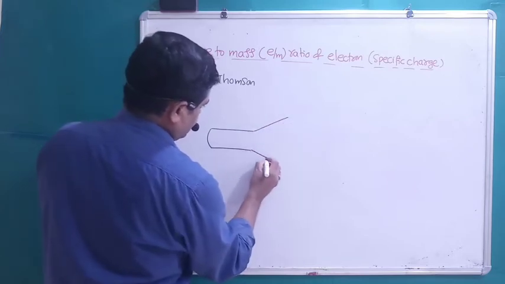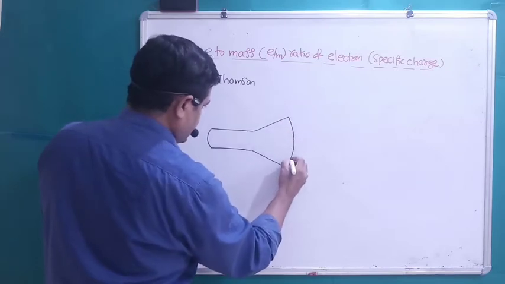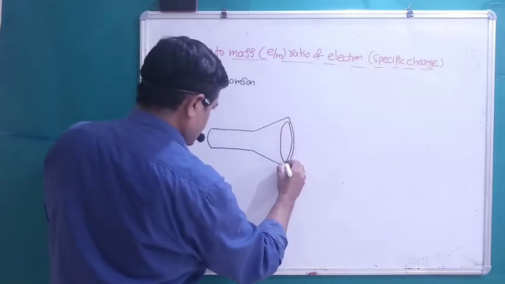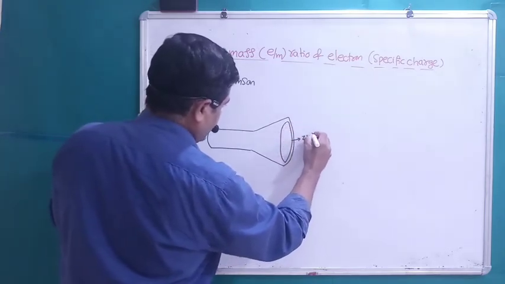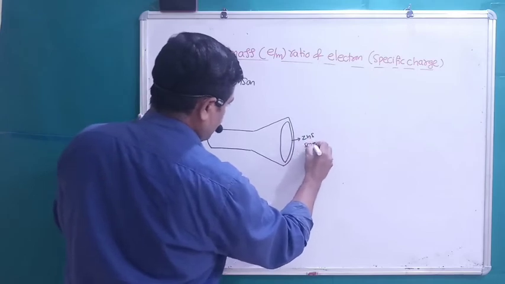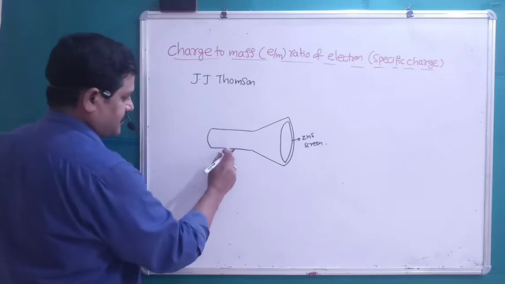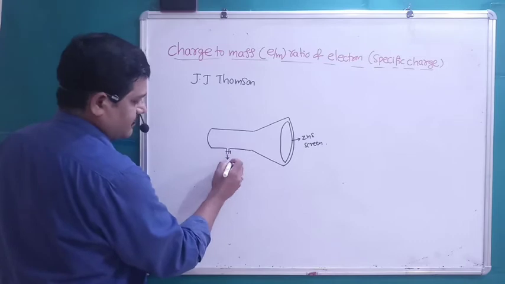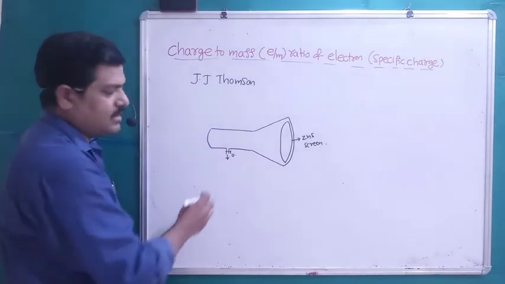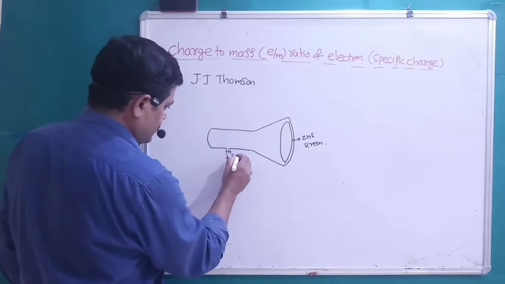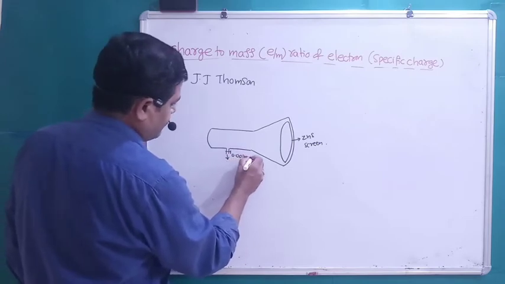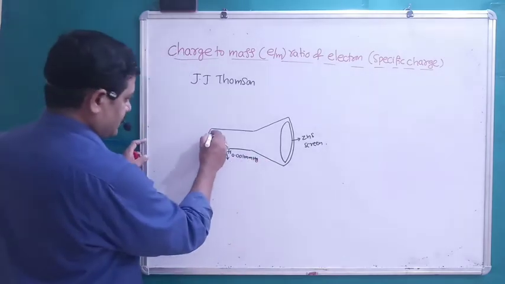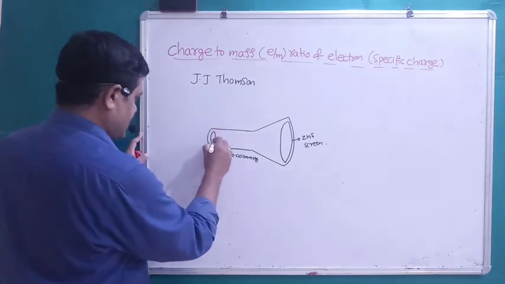One end is coated with the zinc sulfide screen, a fluorescent material. The tube is filled with some gas and connected with the vacuum pump. The pressure inside this glass tube is 0.001 mmHg, and two metal plates are fitted.